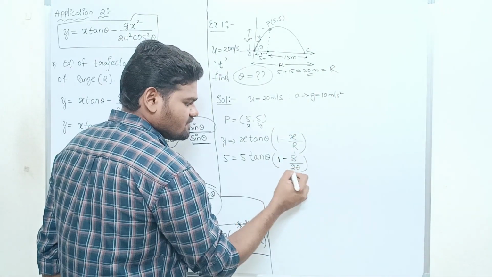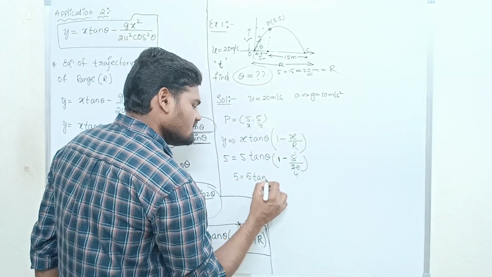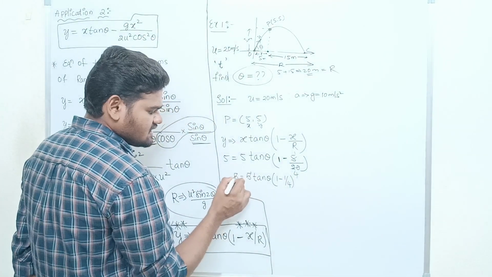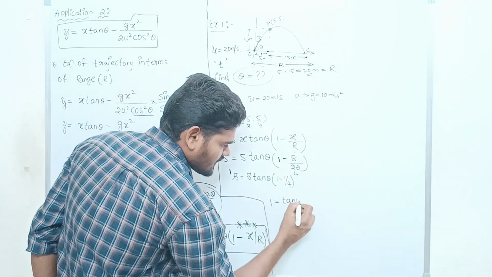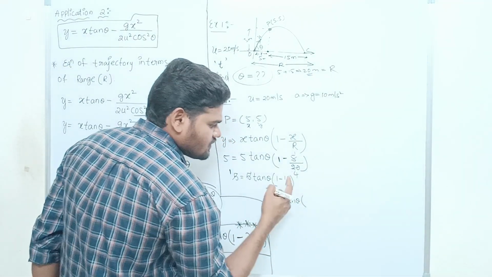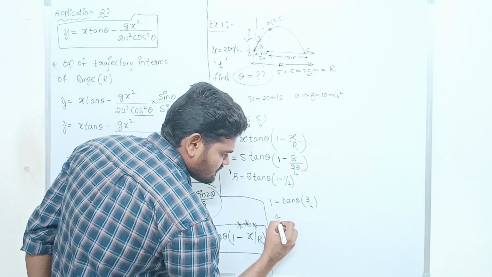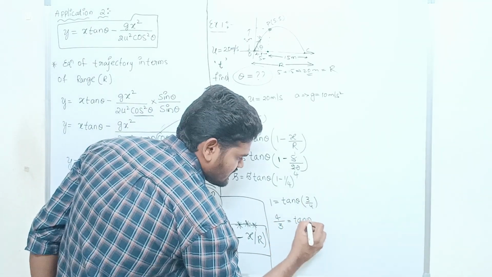That's it. So 5 is equal to 5 tan theta into 1 minus 1 by 4. So 5 ones are 5. Here 1 is equal to tan theta into 3 by 4, since 4 minus 1 is 3 by 4. If 4 comes to this side, it becomes 4, and if 3 comes to this side, it becomes 4 by 3 is equal to tan theta.